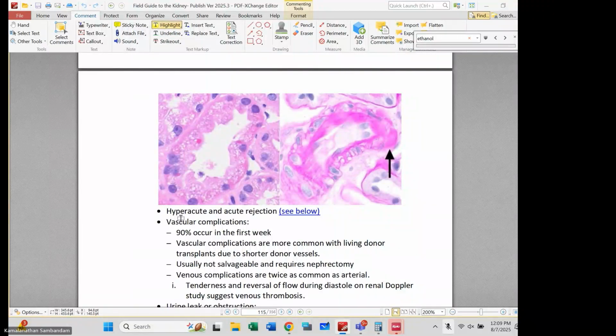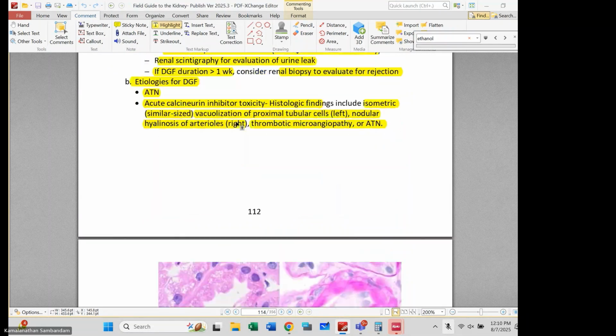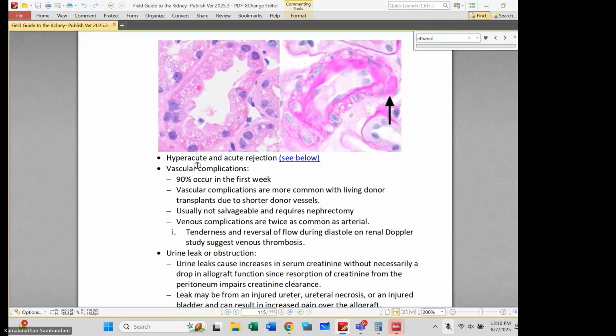Let's continue the other causes of allograft dysfunction, right? And we use the formal term delayed graft function when you need dialysis during the immediate post-transplant period. Okay, so hyperacute rejection is something we don't see anymore for the most part because we do cross matches to prevent that from occurring.